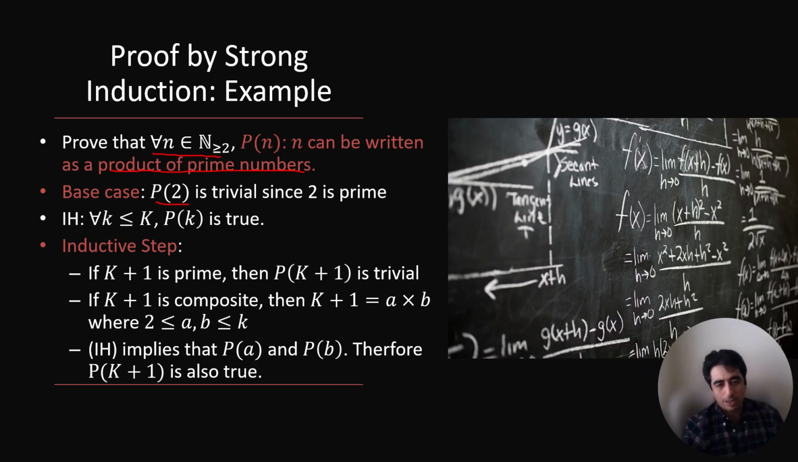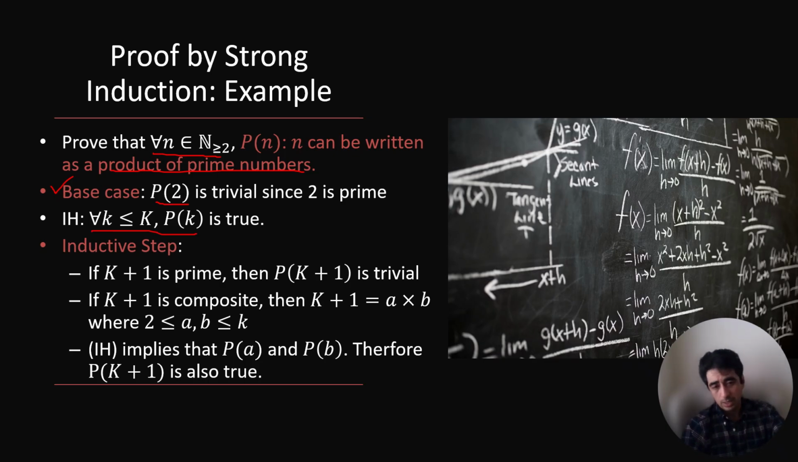P of 2 obviously is true because 2 can be written as a product of itself. You don't need any prime number other than 2. So it's a trivial statement. So the base case is done. We're halfway there. The other half of the way to finish the proof is to prove the inductive step. The inductive step assumes the inductive hypothesis. So let's see what the inductive hypothesis says. This is the inductive hypothesis.